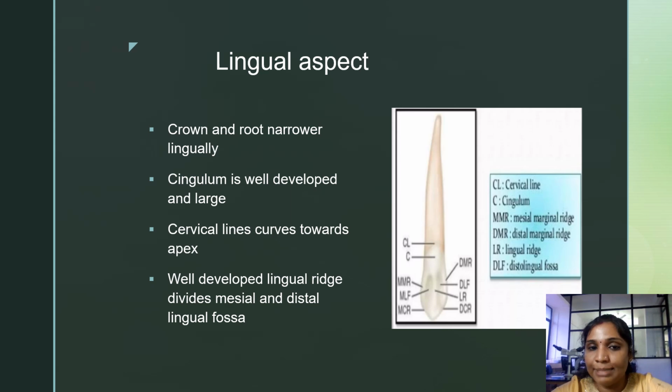Moving on to the lingual aspect, the crown and root are narrower lingually for this particular tooth. There is a well developed and large cingulum in the lingual aspect, and a lingual ridge extending from the cusp tip to the cervical area. This lingual ridge divides the lingual fossa into two, a mesial lingual fossa and a distal lingual fossa. There is a cervical line, and it is curving towards the apical area of the root.